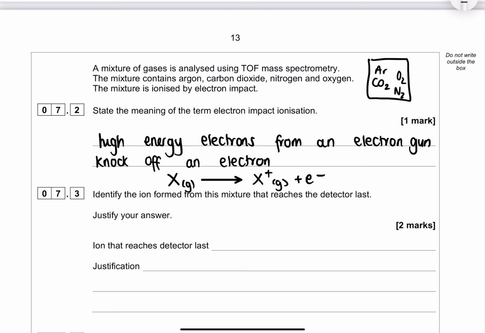Identify the ion formed from this mixture that reaches the detector last. That would be the slowest, which equals the heaviest. So if we look at them, we need a periodic table, and we're going to have a look at each one. So argon is 39.9, oxygen is O2 at 32, nitrogen is N2 at 28, carbon dioxide is 12 and 32, so 44. And so we would expect the heaviest is carbon dioxide.